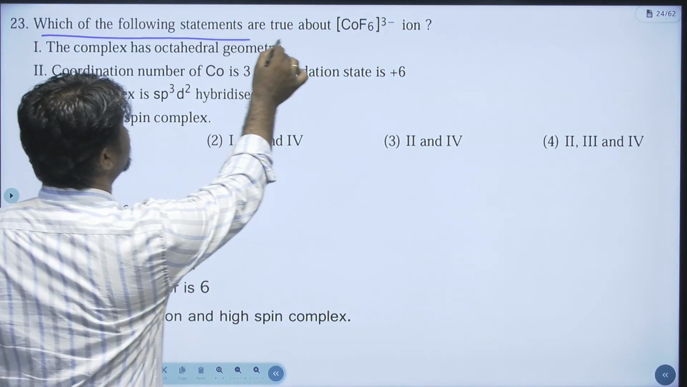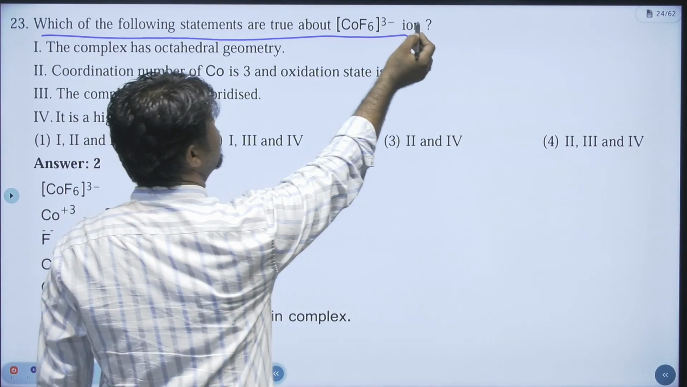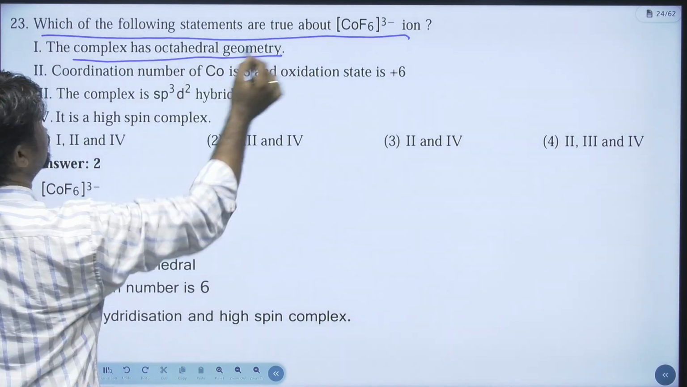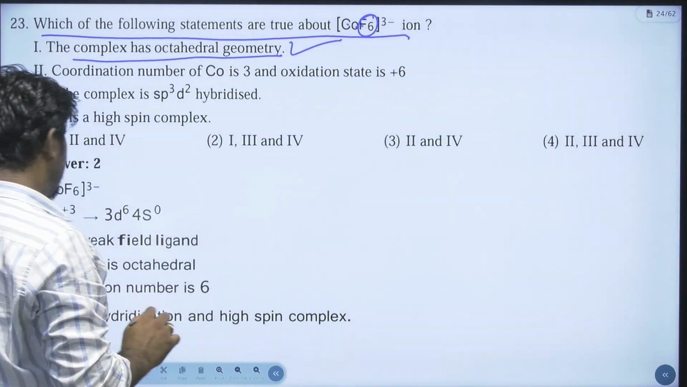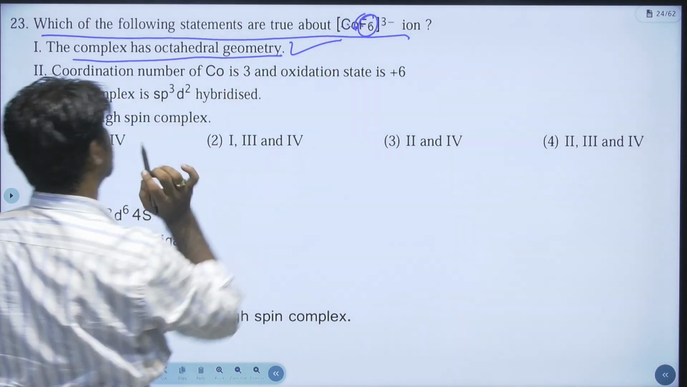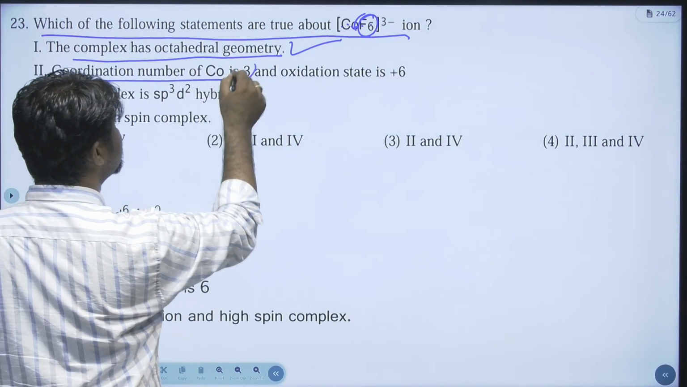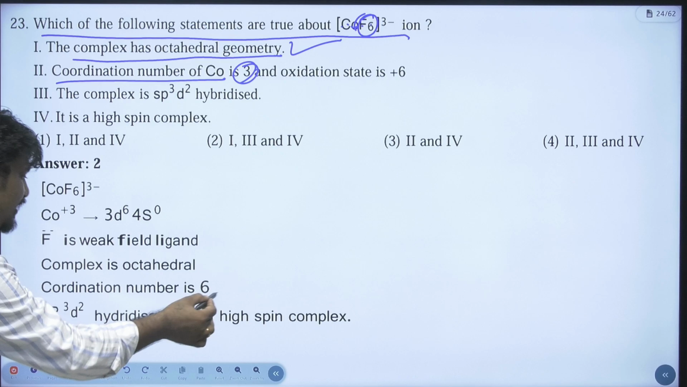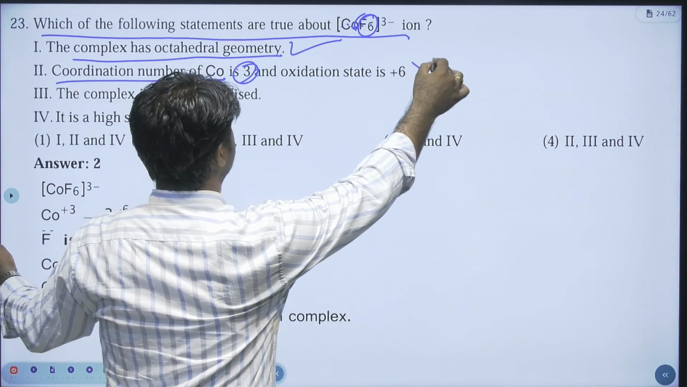Which of the following statements are true about the [CoF6]3- ion? Point number 1: the complex has octahedral geometry. Yes, of course, it is octahedral geometry because CoF6 is there. Fluorine is a weak field ligand, and this cobalt is bonded with 6 ligands. That is the reason it is an octahedral complex. Point number 2: the coordination number of Co is 3. The coordination number of cobalt is not 3. The value is 6. That's why the second statement is wrong.